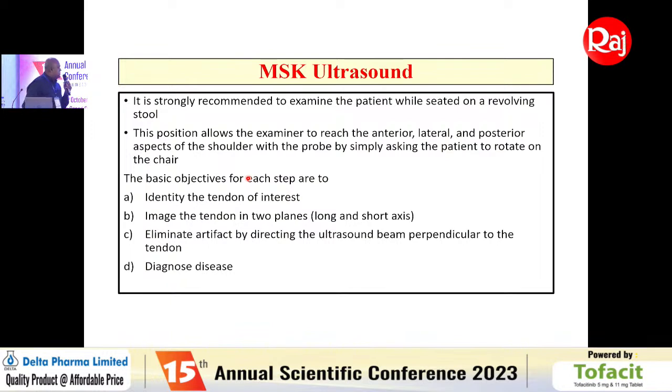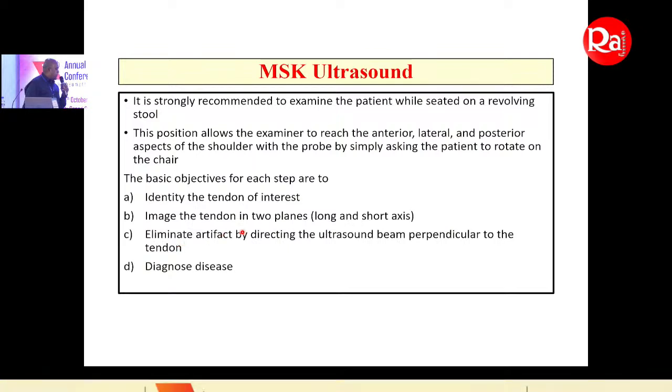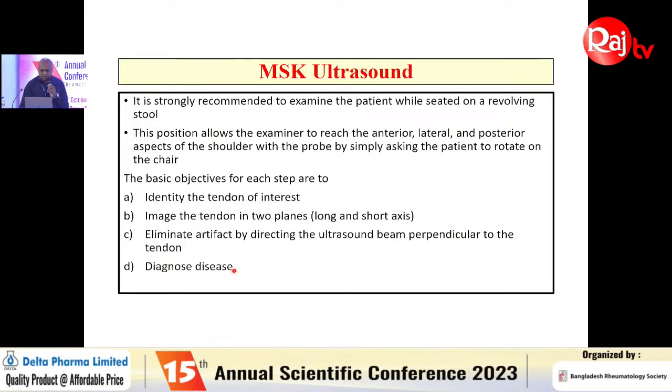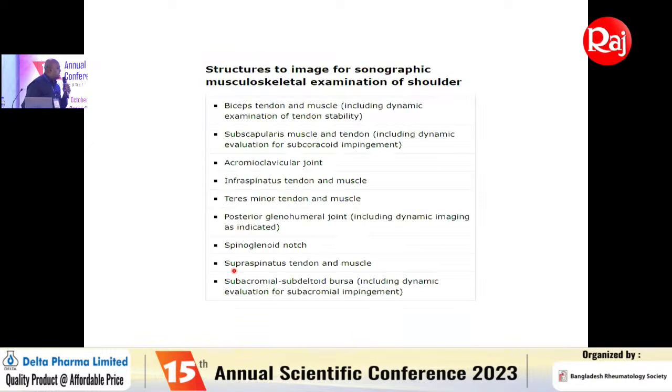It is strongly recommended to examine the patient while seated on a revolving stool, and we should do the scan in the anterior, lateral, and posterior positions. The basic objectives for each step are to identify the tendon of interest and image the tendon in two planes. The ultrasound probe should be perpendicular to the structure that we scan to diagnose the disease. These are the structures that we usually scan in ultrasound of the shoulder: the biceps tendon and the rotator cuff muscles, in both longitudinal and transverse scans, and the acromioclavicular joint, glenohumeral joint, the subacromial subdeltoid bursa, and the supraspinatus and spinoglenoid notch.